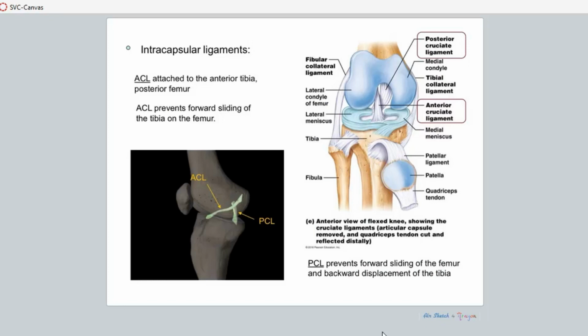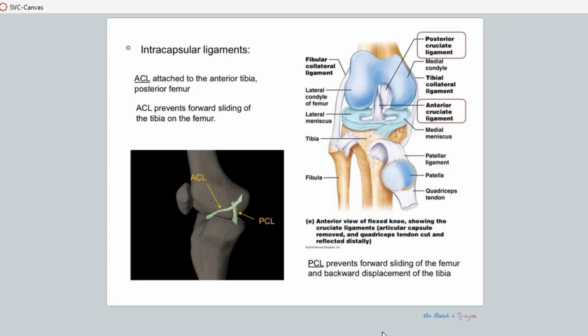We also have ligaments that we can find within the joint capsule, and a couple specialized ones that we find within the knee are the anterior cruciate ligament and the posterior cruciate ligament. So the ACL is attached to the anterior tibia, so the front side of the tibia, and then it goes back and attaches to the posterior side of the femur. And what that does is it prevents forward sliding of the tibia on the femur, so it prevents the tibia from moving forward from the femur. Again, we don't want that, and the ACL prevents that.